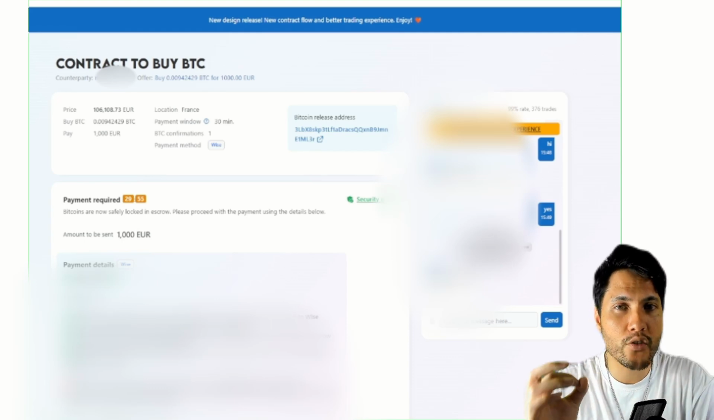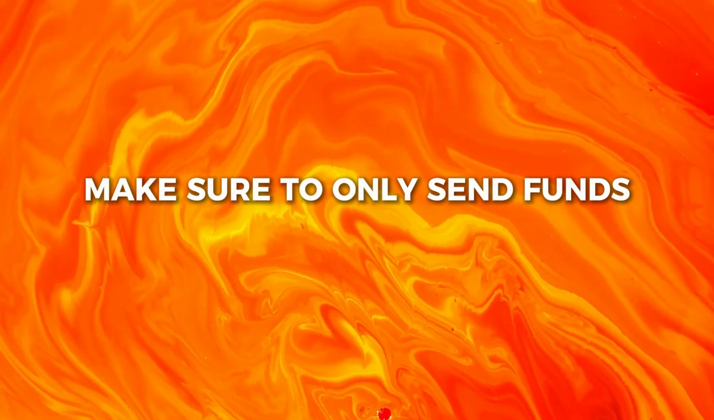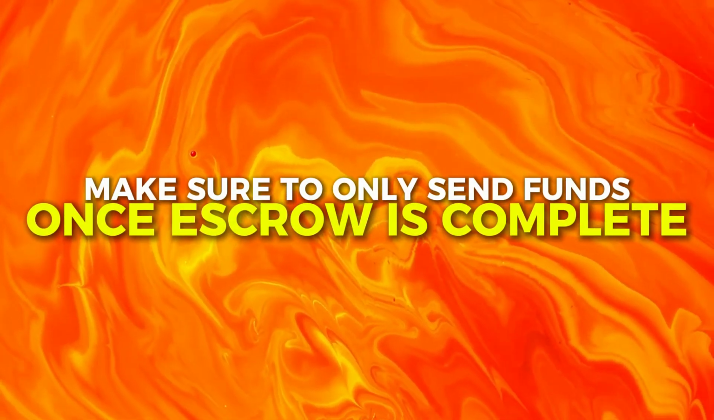Make sure to never send funds whilst it's going through the process of escrow. Wait till it gets to one confirmation and it's complete and it says it's safe, because if you send it before then, there's always a chance, if the seller is dodgy, he might actually cancel. He has the ability to cancel whilst this confirmation is taking place. So make sure only to send funds once escrow is complete.